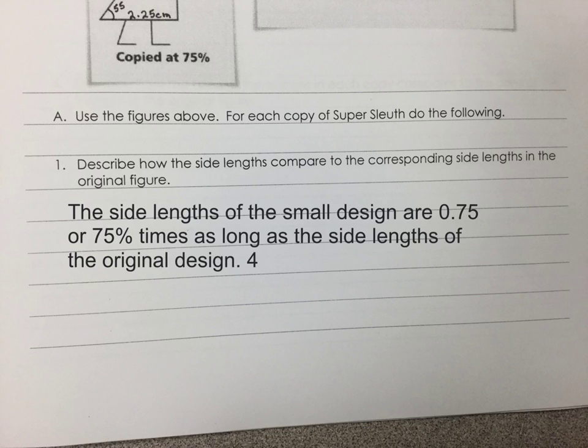So if you wanted to calculate this out, you would go 4, which is the original, times 0.75, which is the copied percentage, and that gives you the size of the new side.